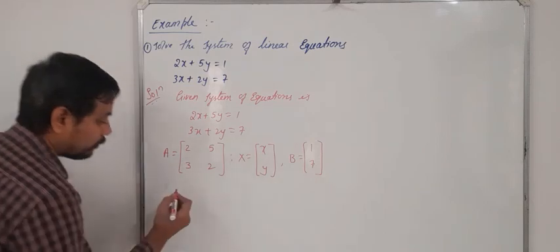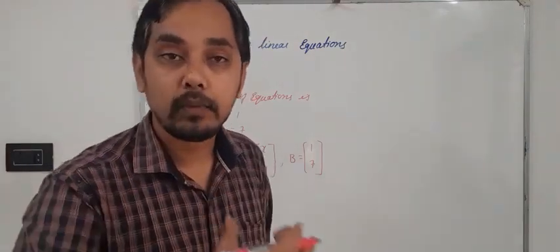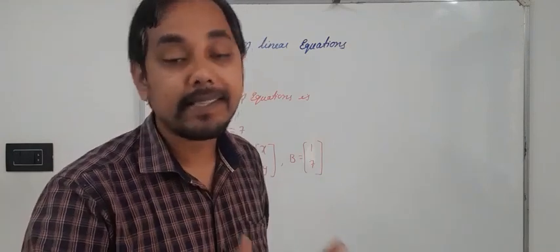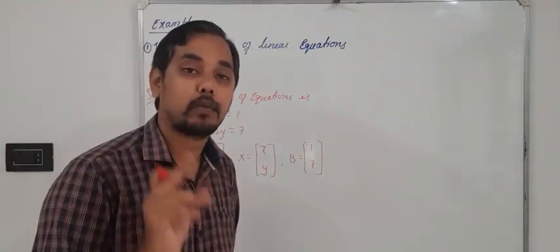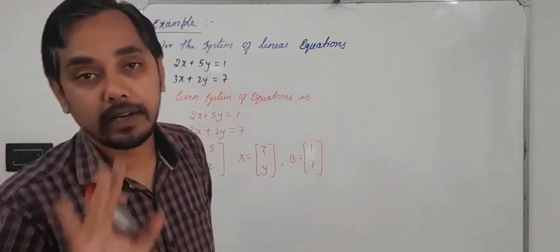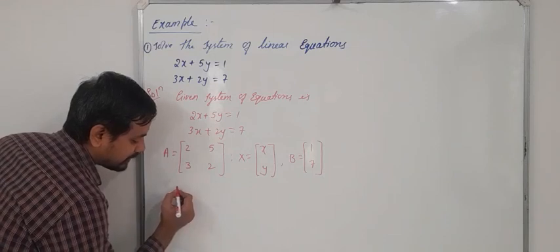Okay. So let us find out whether this system of equations will come in case 1 or case 2. That is, whether the matrix is singular or non-singular. If it is a non-singular matrix, it will come in case 1. If it is a singular matrix, it will come under case 2. Right? So for that, the must-check condition is determinant A.